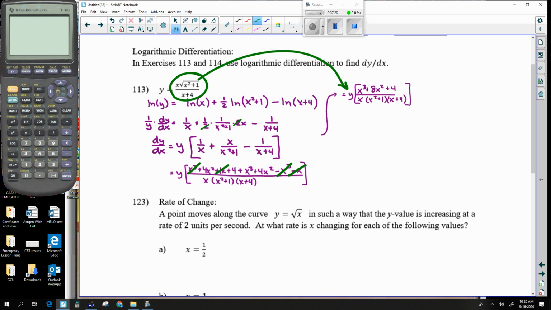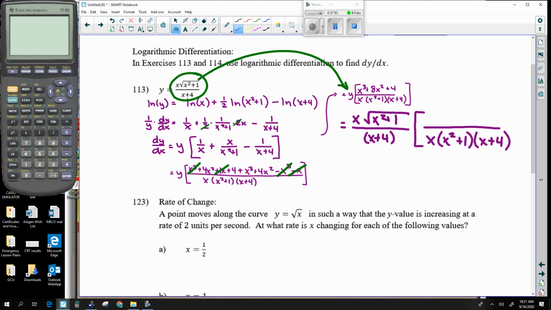So what you do, now that you in essence have an answer, is you replace y with its equation. So y gets replaced with x square root of x squared plus 1, and then an x plus 4. Okay, and that is being compared to x squared plus 1, x plus 4 as a denominator of x to the third plus 8x squared plus 4.